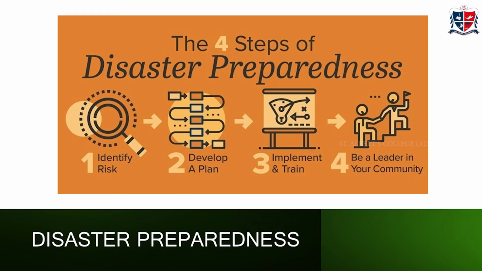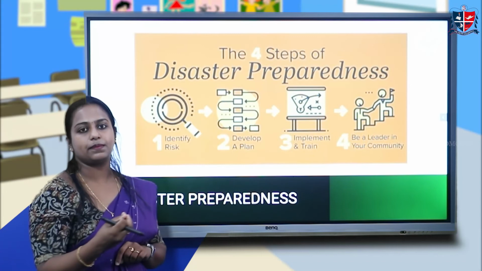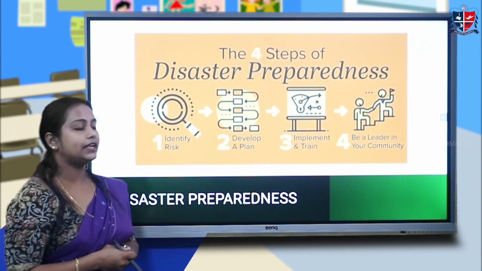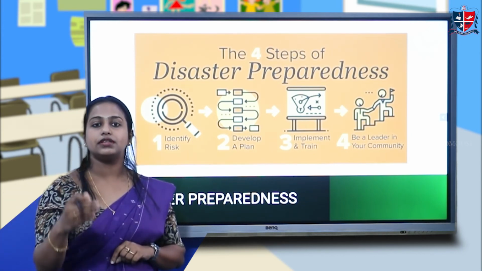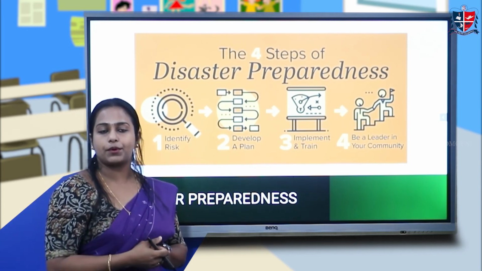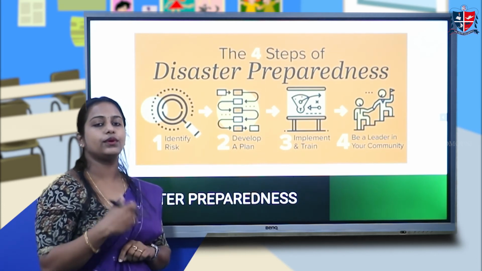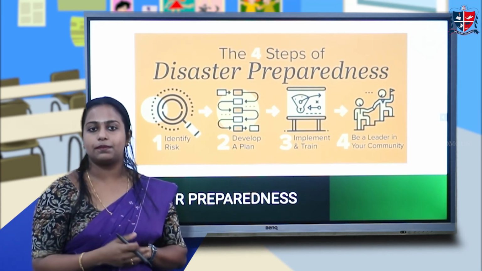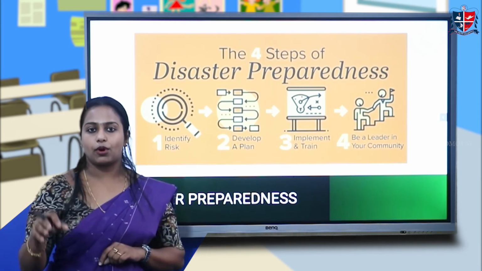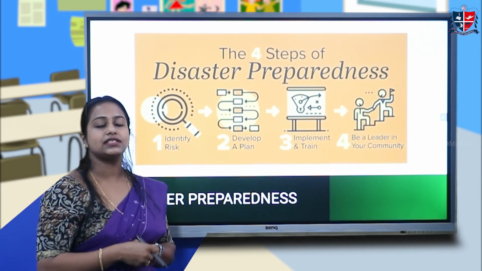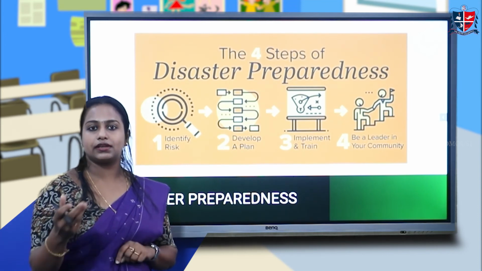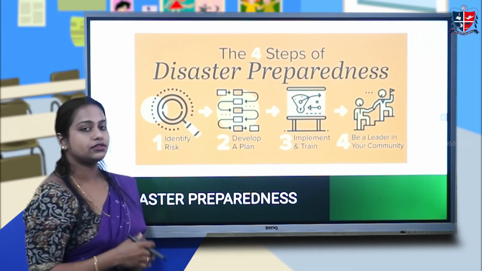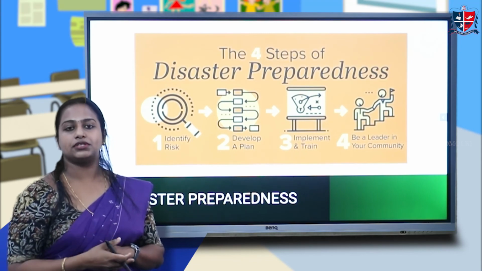You need to develop the plan, and you need to implement the plan. Once we have developed a plan, you need to implement it and train the people around, so that you can be a leader in your community. If you have proper awareness about a particular disaster and how you're going to minimize the risk or protect the people, and you have a well-defined plan and are able to implement it properly along with the government and other agencies, you can minimize the risk that people are affected by the disaster. So these are the four steps that you can follow to be prepared for a particular disaster.